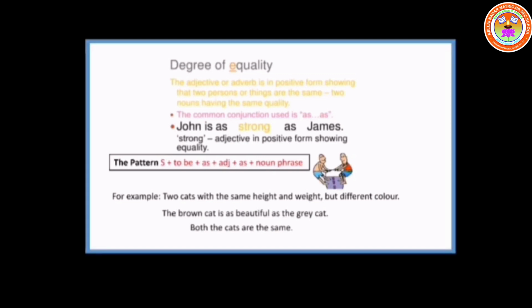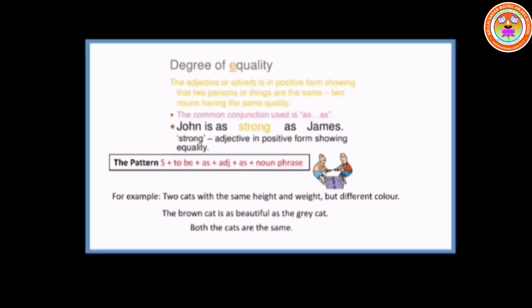And also with the form, it is possible to make comparison of equalities using a positive sentence, or inequality using a negative sentence. I will explain it better. The adjective or the adverb is in positive form, showing that two persons or things are the same. Two nouns having same quality.